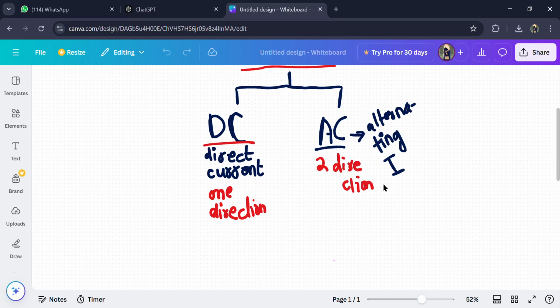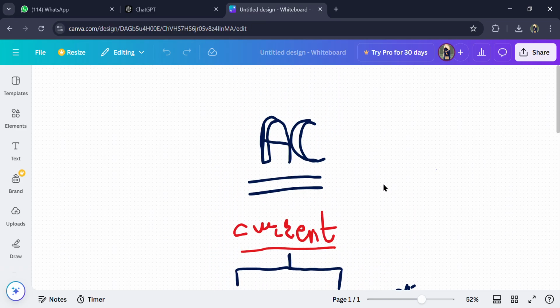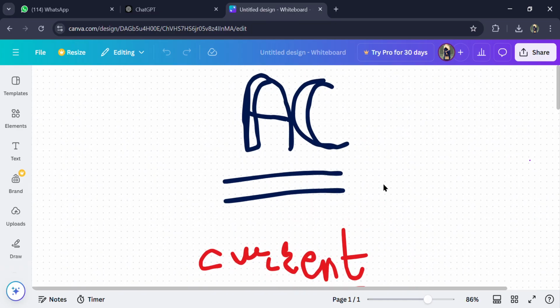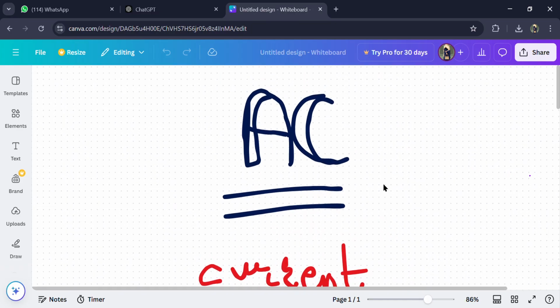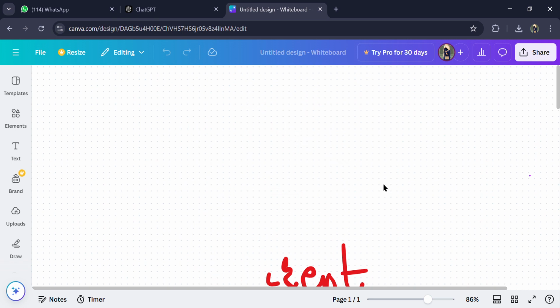I hope that so far things are clear to you. The concept of AC and DC is clear. Now let's get back to the point where we were studying AC current. Let's remove this so we will get some more space to think about this. Okay, I think we are going to start.